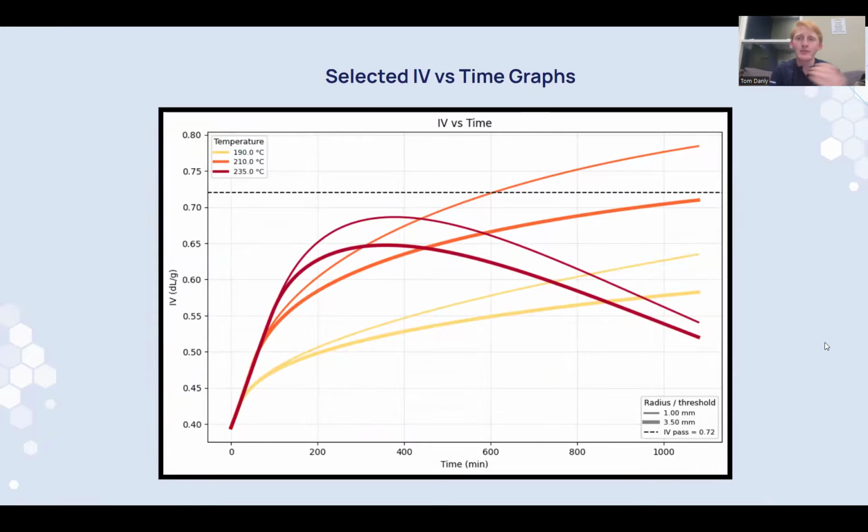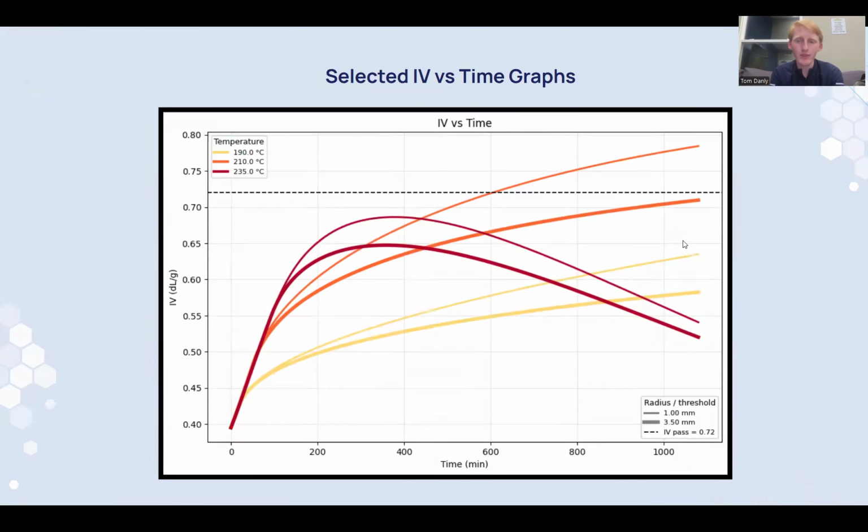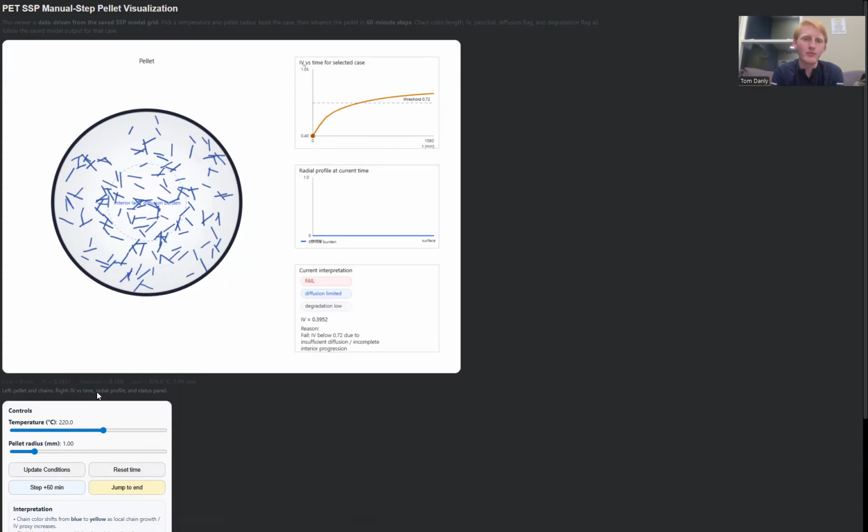I also have here some selected intrinsic viscosity versus time graphs of three different temperatures, showing how for each of them, lower pellet sizes lead to greater intrinsic viscosities, and how initially higher temperatures are more favorable. However, once thermal degradation kicks in, we see there's an actual optimized Goldilocks temperature here that allows us to pass the threshold.